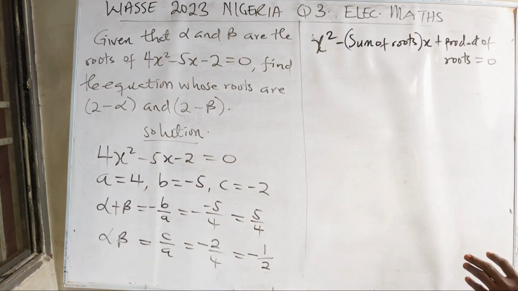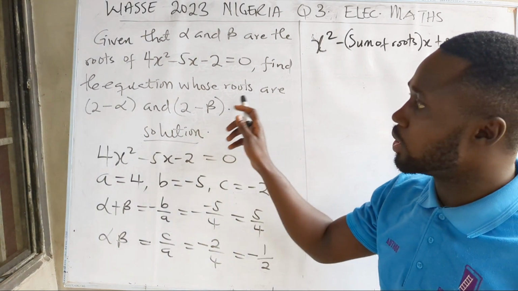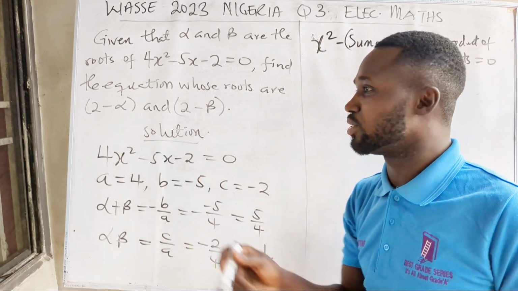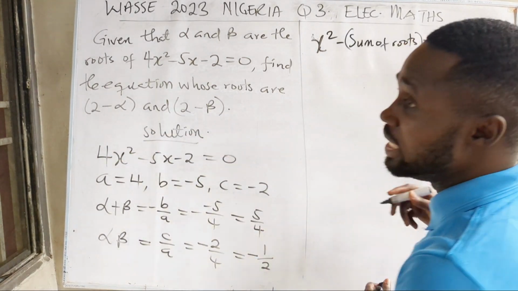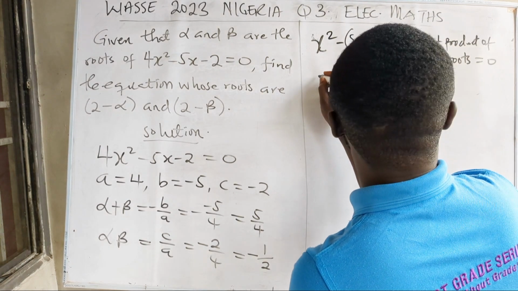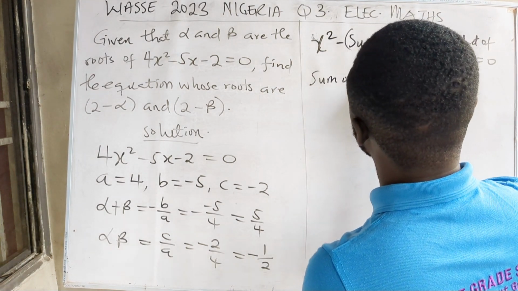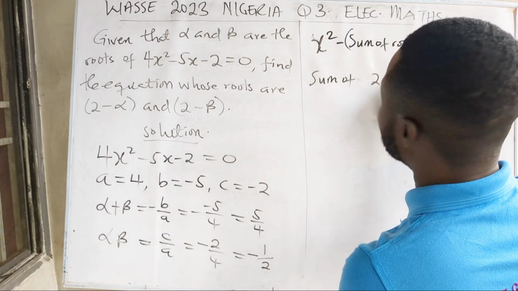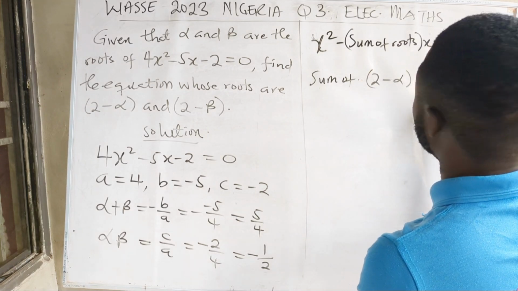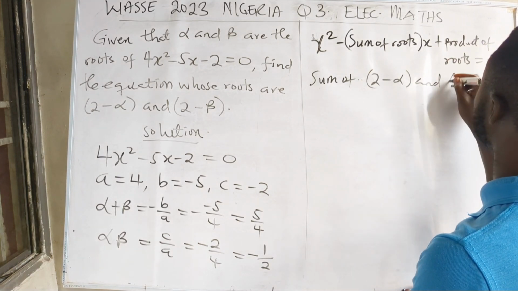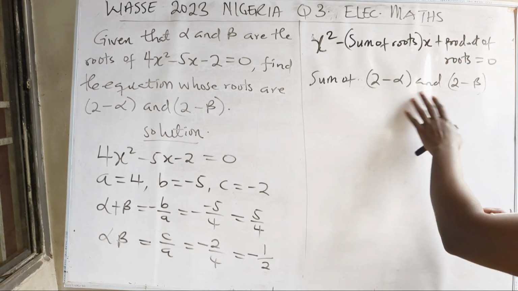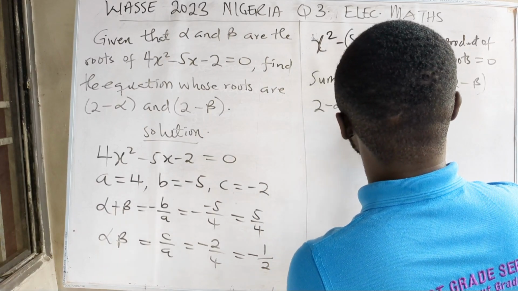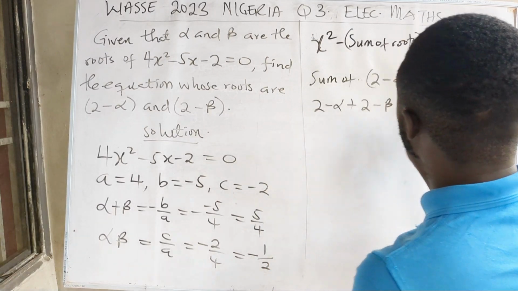Alright, so what I need for my new equation whose roots are these is the sum of the roots and the product of these roots. So I'm going to find the sum of the new equation that I'm going to find. So the sum of the roots, the sum of 2 minus alpha and 2 minus what? Beta. So I have to find the sum of these roots. And the sum will become 2 minus alpha plus 2 minus beta. 2 plus 2 will give me 4.